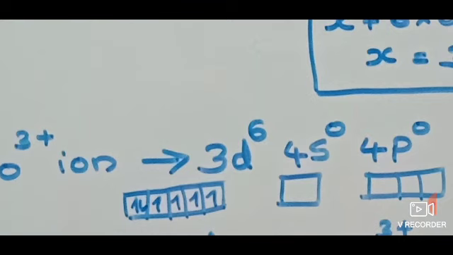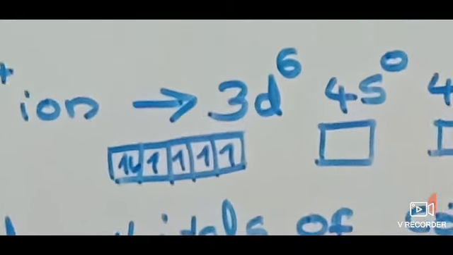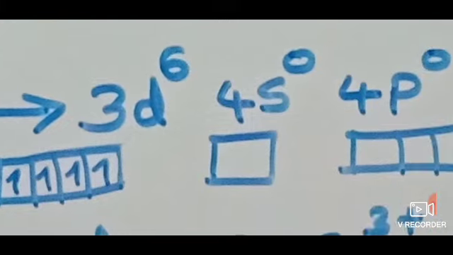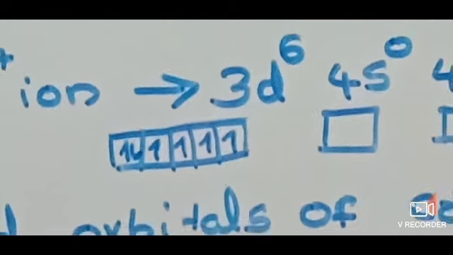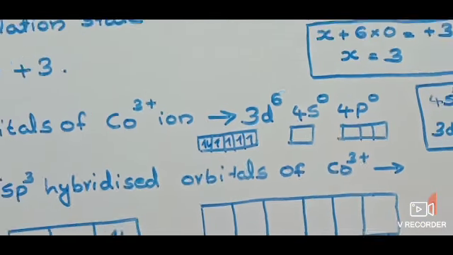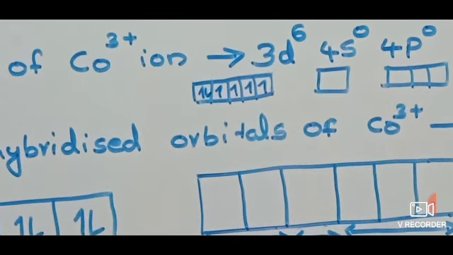4s0, then 4p0 is also written because in hybridization, the p orbital is also required. So the electronic configuration is 3d6, 4s0, 4p0. Now, this 3d6 means it has 6 electrons in the inner d orbital. This inner d orbital is taking part in bond formation, so we need 2 vacant orbitals in this.